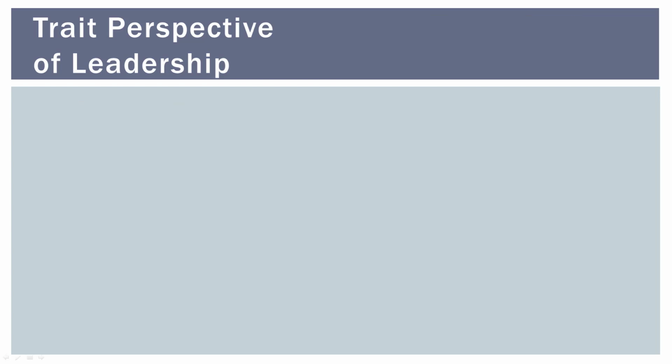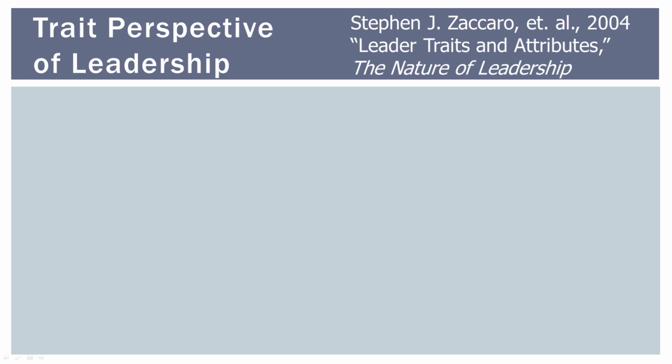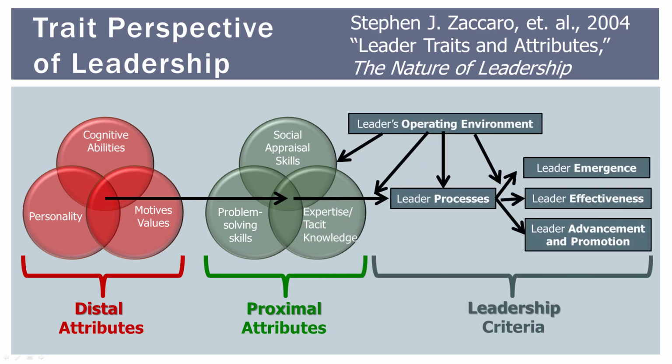That brings us to a more modern-day approach to the trait theory, as proposed by Stephen Zaccaro of George Mason University. Let me preface this by saying there is much more to this theory than I will cover, and I'm going to focus on the traits part of his approach. He also includes an aspect that he calls leadership criteria, which includes the operating environment of the leader and the leader processes, which contribute to the leader's emergence, effectiveness, and advancement and promotion.